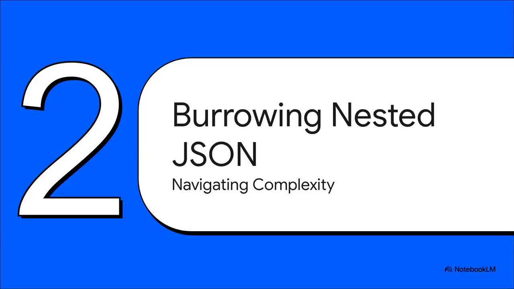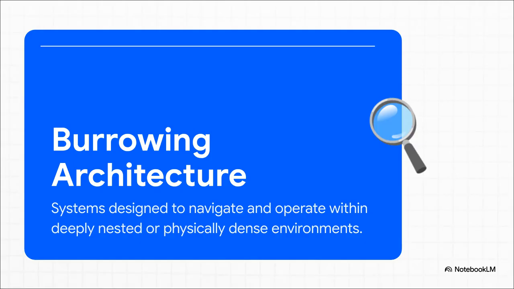Moving right along to Section 2. Burrowing into nested JSON. We are navigating some serious complexity now. To actually achieve that anchor, we have to bridge OS alpha, which is our messy, nonlinear physical human world, to the strict, completely unforgiving deterministic execution of a processor. And to do this, we use what's called a burrowing architecture. And this brilliantly illustrates the concept.